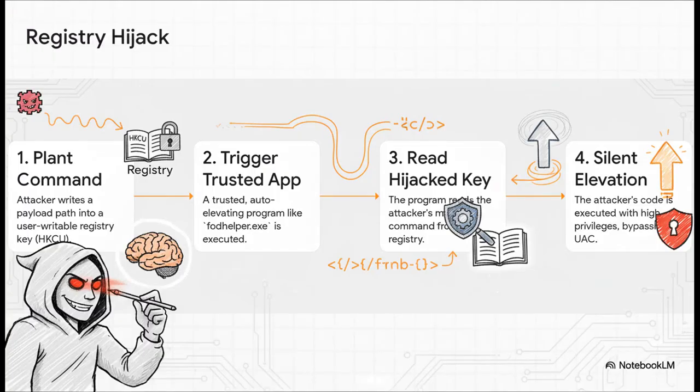Okay, so the most common method is what's called a registry hijack. It's basically a four-step trick. Step 1. The attacker's malware, which is just running as a regular user, plants a malicious command in a specific, user-accessible part of the registry. Step 2. The malware then triggers a completely legitimate, auto-elevating Windows program. Step 3. That trusted program, just doing its job, goes and reads the attacker's malicious command from the registry. And finally, step 4, because it's a trusted process, it executes that command with high privileges. Boof, the UAC prompt is completely bypassed.